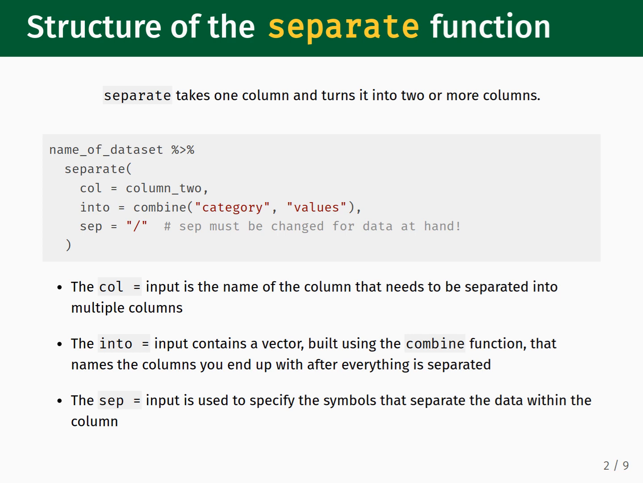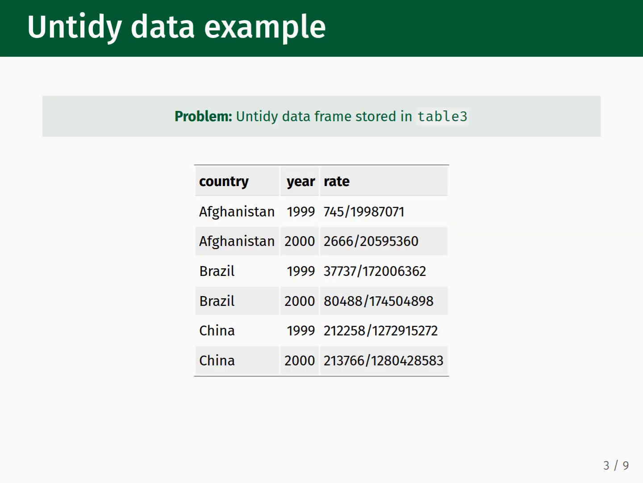To illustrate how the separate function works in practice, we will consider the contents of Table 3, which is another way to organize the same subset of data from the 2014 World Health Organization Global Tuberculosis Report that we used in the gather and spread examples. Here we see that we have three columns: country, year, and rate. Each cell under the rate column contains two pieces of information: the number of tuberculosis cases and the total population for each country for a given year. These values are separated by the / symbol.